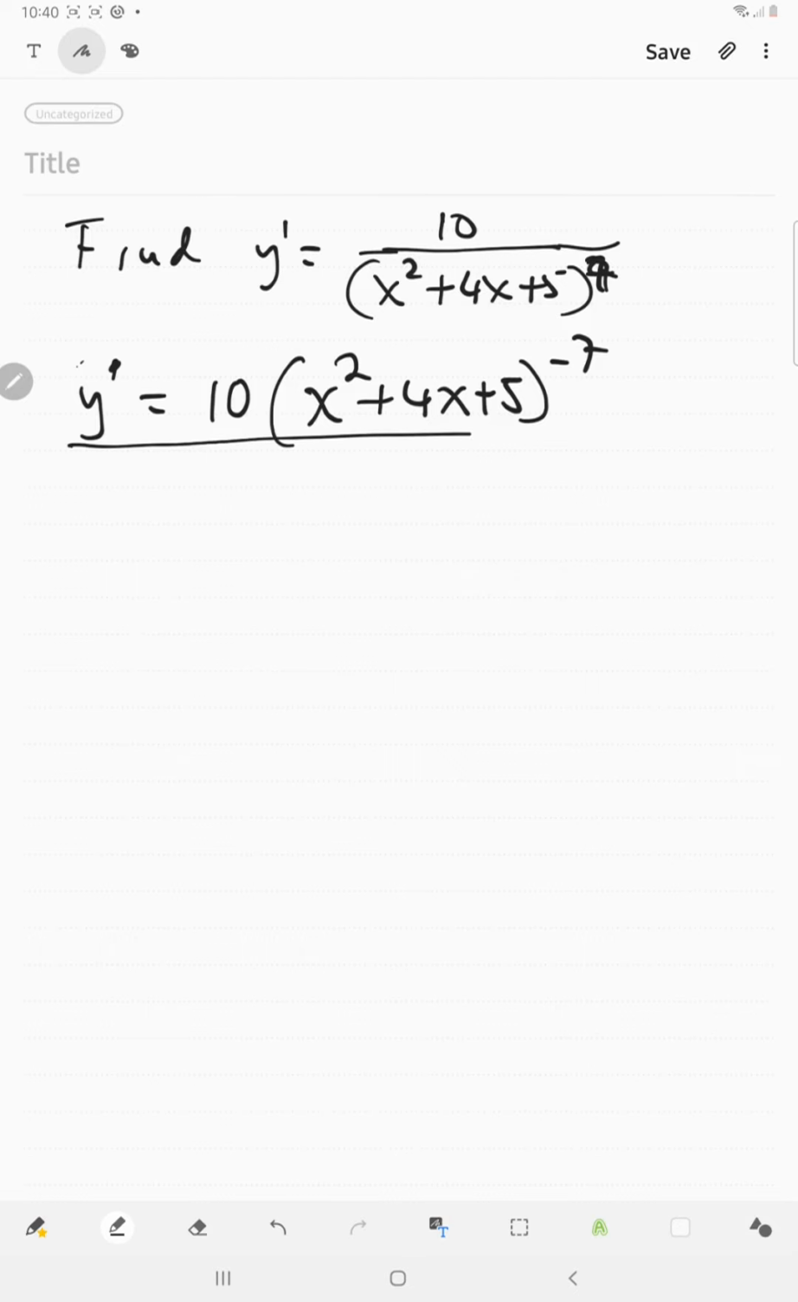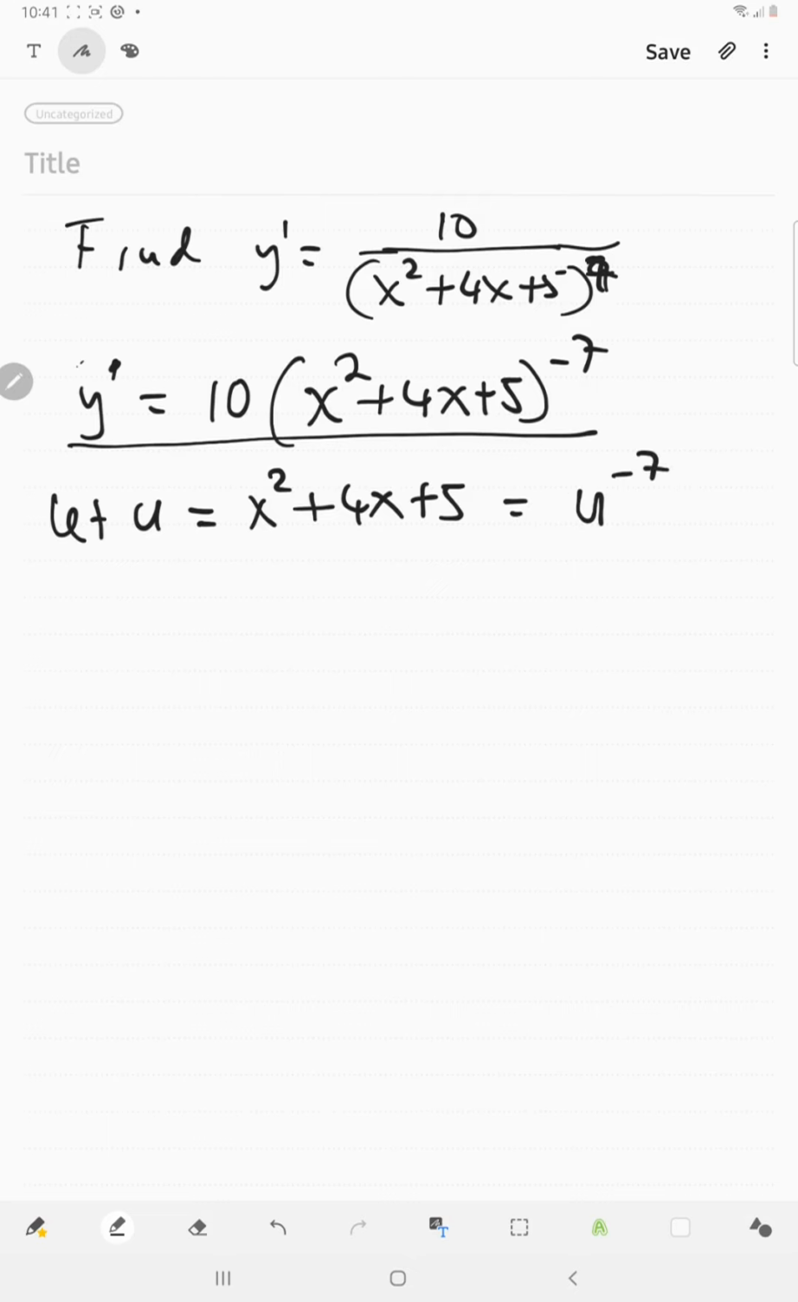When you have something like this, you can start by saying let u be equal to the thing that is in the bracket. So u is equal to x to the power 2 plus 4x plus 5. In this case, it will now be u to the power negative 7.